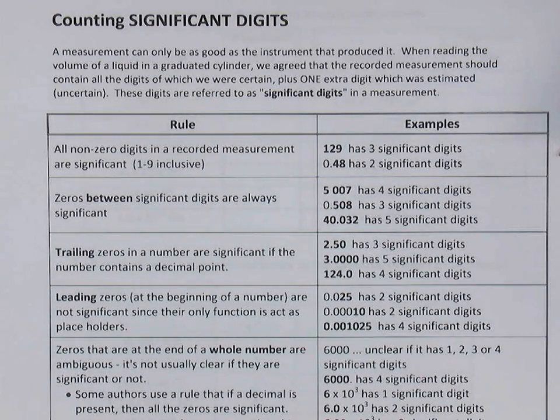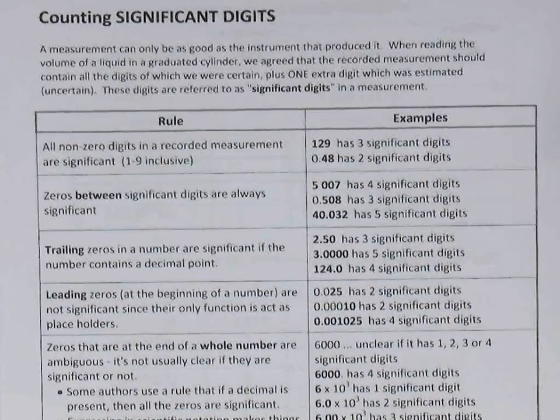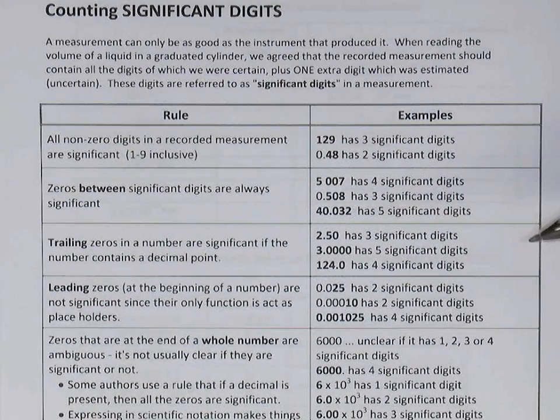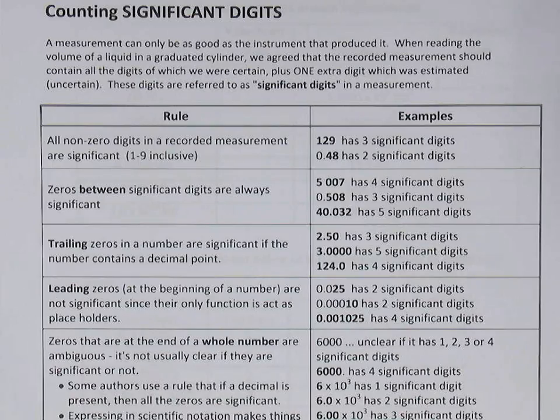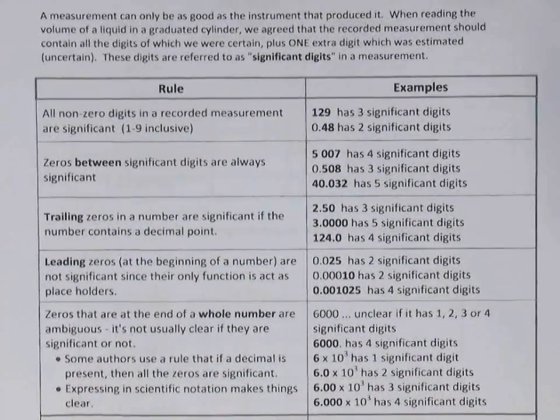And so that measurement will have the significant digits already, and you just have to count them. You have to look at a measured quantity and count how many significant digits are there. And so there's a set of rules for doing this, and they can be a little bit complicated, but let's try to work through them relatively quickly.